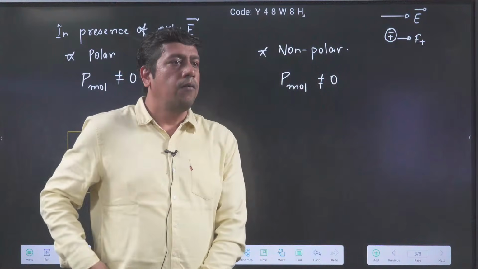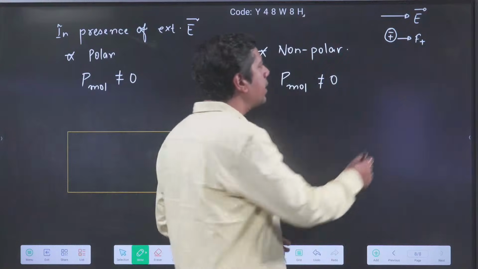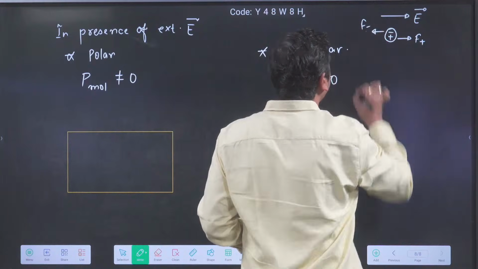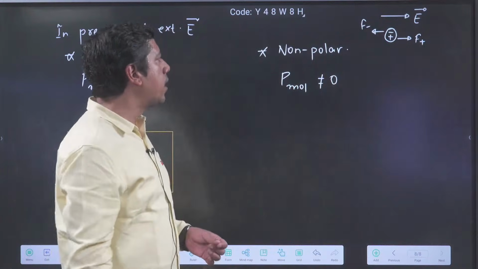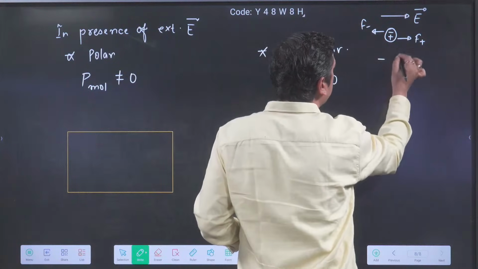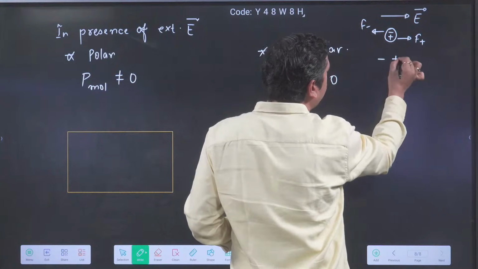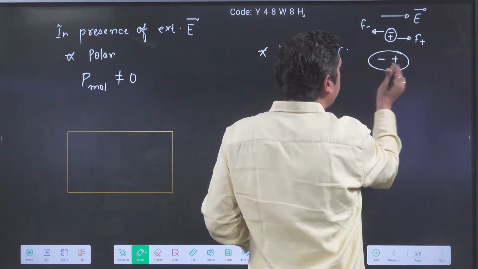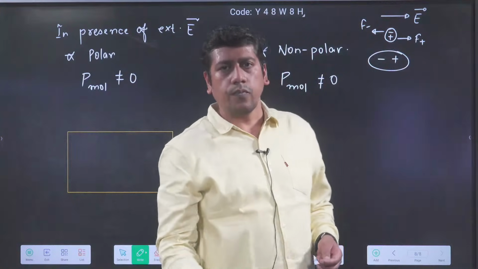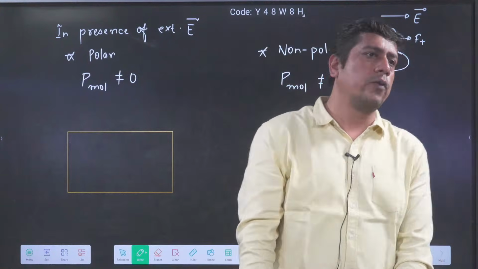Sorry. Force on the positive charge will be in the same direction as the electric field. Force on the negative charge will be opposite to the direction of the electric field, due to which the negative charge will be pulled left and the positive charge will be pulled right in this diagram, and it will develop a dipole moment towards the right.